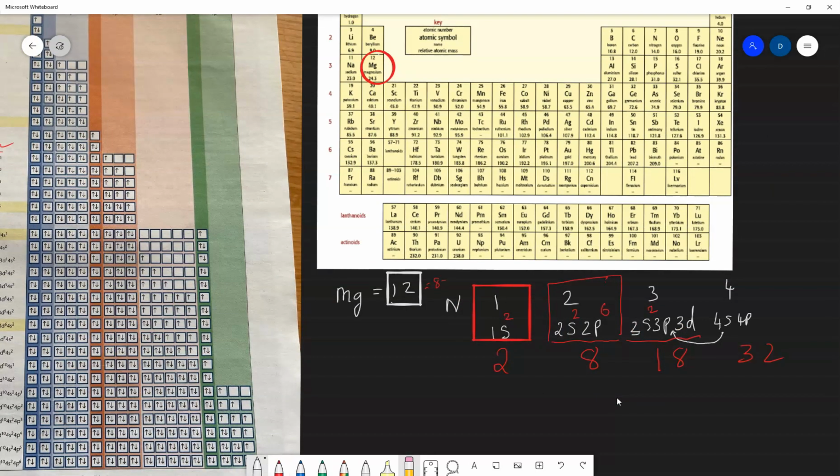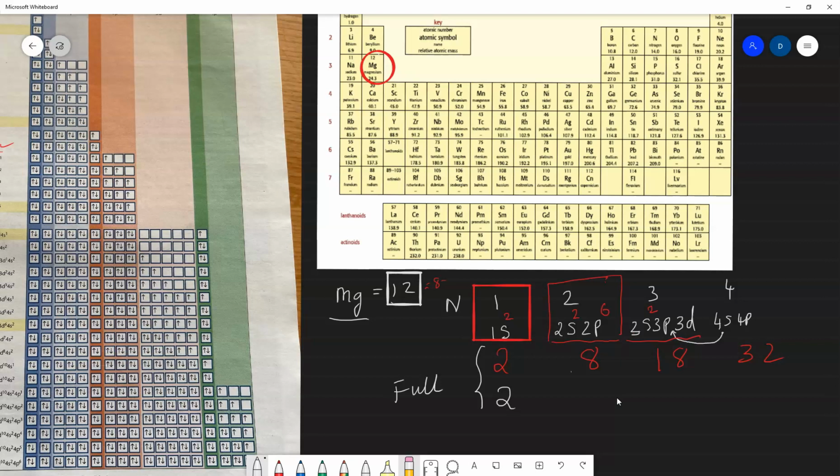Now compare here. In case of magnesium, the first shell has got 2. You can say that the first shell is full. You can use this word called full. If the shell is full, there is no free space to accommodate any additional electrons. It's full. What about the second shell?